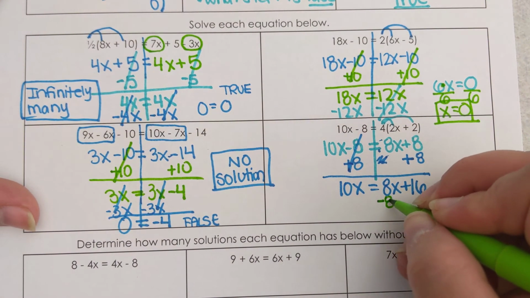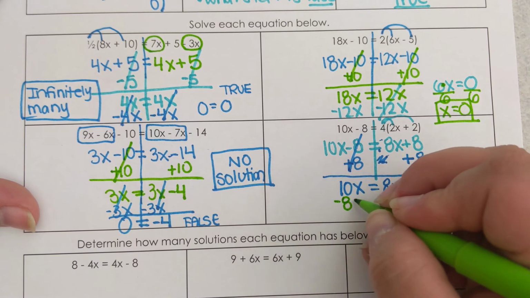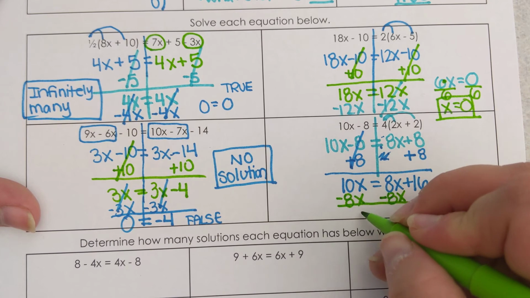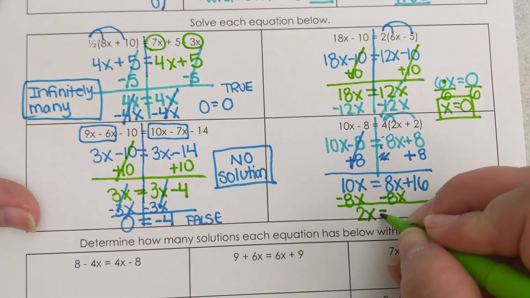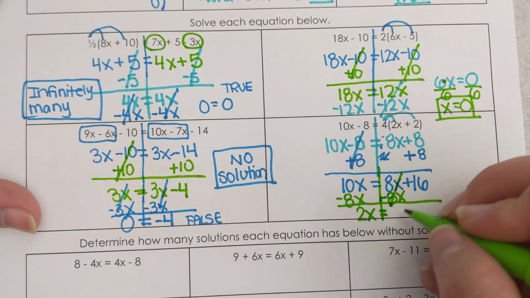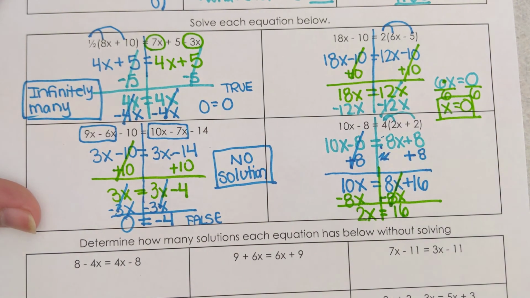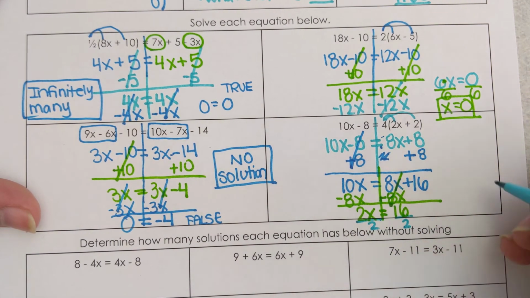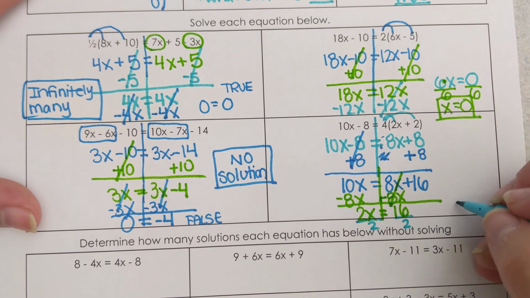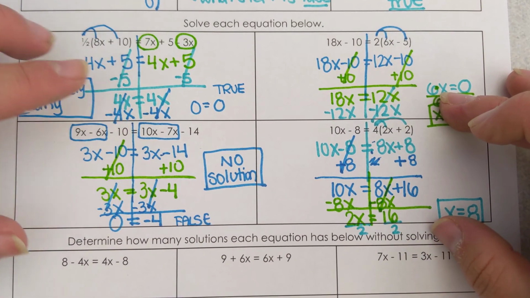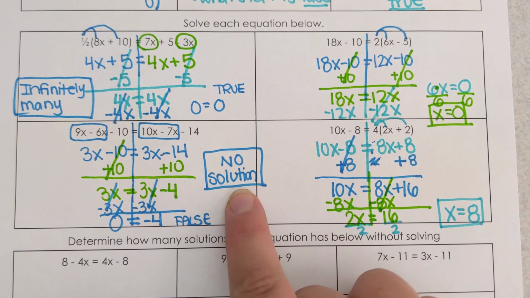Subtract the 8x to the other side so that it is with the other x's. And now I have 10 minus 8, 2x equals 16. And then most of you know at this point, or should be pretty comfortable with, dividing by that 2. 16 divided by 2 is 8. Okay, so look, we have normal equations and we have some that are infinitely many solutions or no solution.